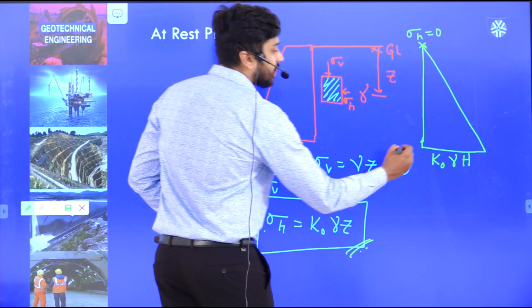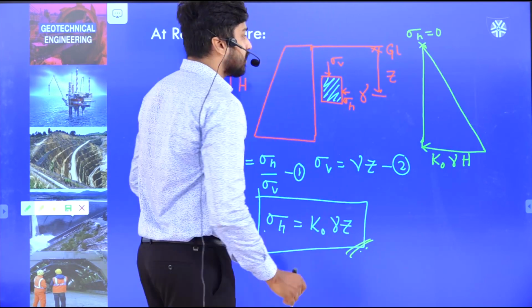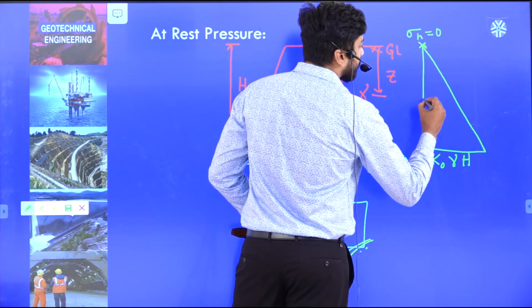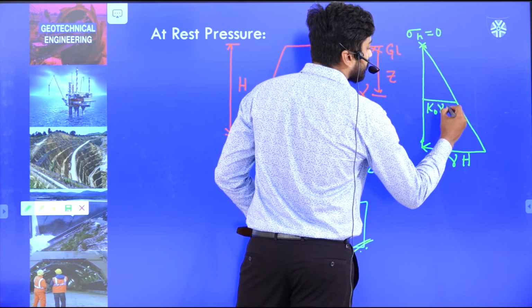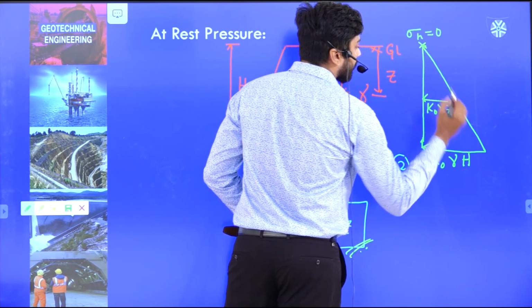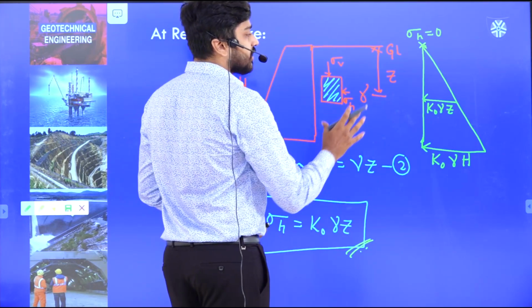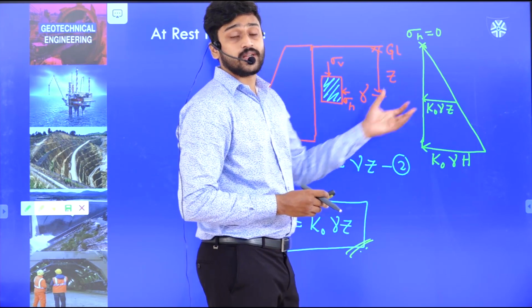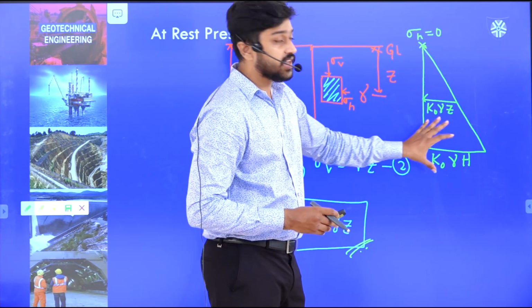So this is the lateral earth pressure at this location, and at the top location it is 0. Somewhere in between, at a depth z, it will be k naught gamma z. So this is the lateral pressure: k naught gamma z or k naught gamma h is the pressure at different depths.